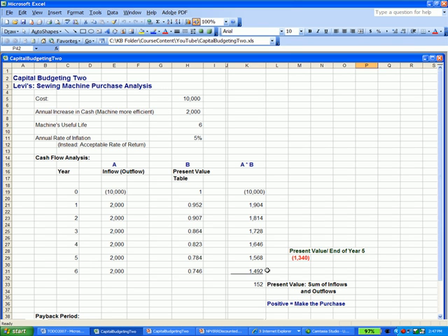So if we adjust and put everything in today's dollars, we're paying out $10,000. And if we add up all the inflows and assume it's in today's dollars because we're adjusting using the present value tables, the present value of the inflows and the outflows is $152. And since it's positive, we would make the purchase. Now we take other factors into consideration we'll talk about later. But strictly from a cash flow analysis, since it has a positive present cash flow, an apples to apples comparison in today's dollars, we would go ahead and make the purchase.